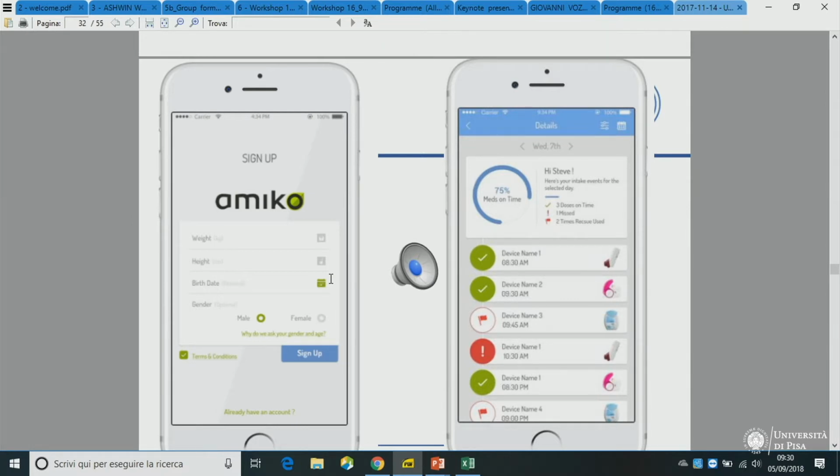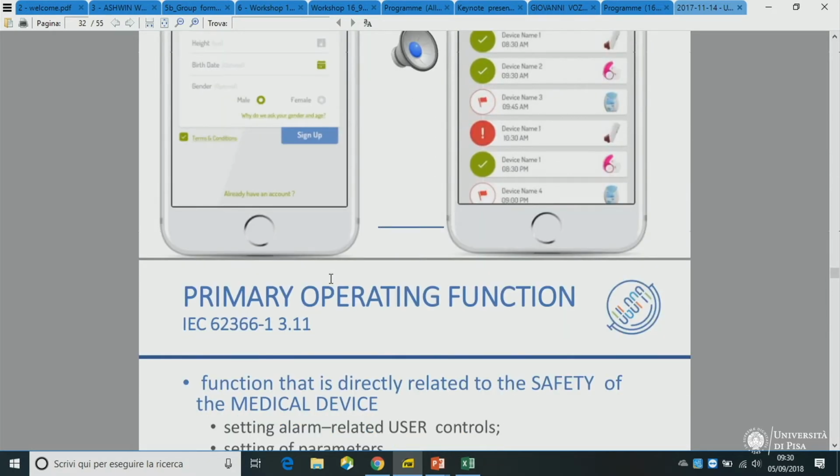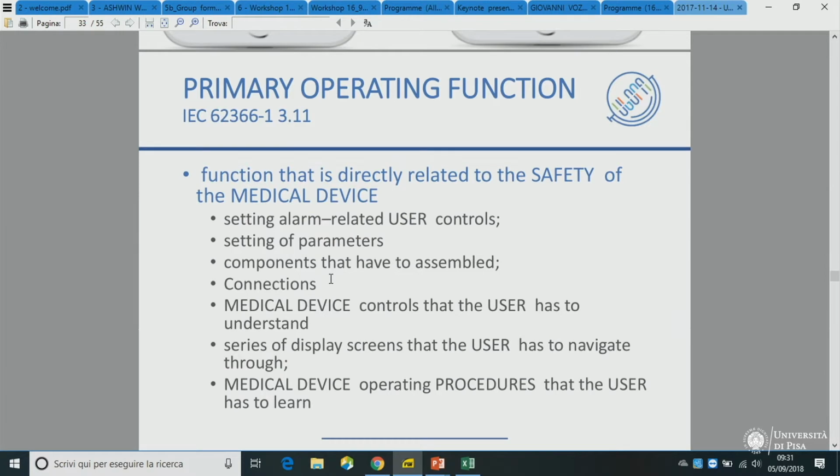This is actually a device on the market that was developed according to usability principles from the very beginning by a startup company in Milan. When you design, you have to decide which is the primary operating function and focus there as much as possible, because we have given lots of different examples, but the device, as we said, must be safe. That's its core function. So when you test for usability, you are also testing for safety. That's why typically setting alarm-related user controls is core.